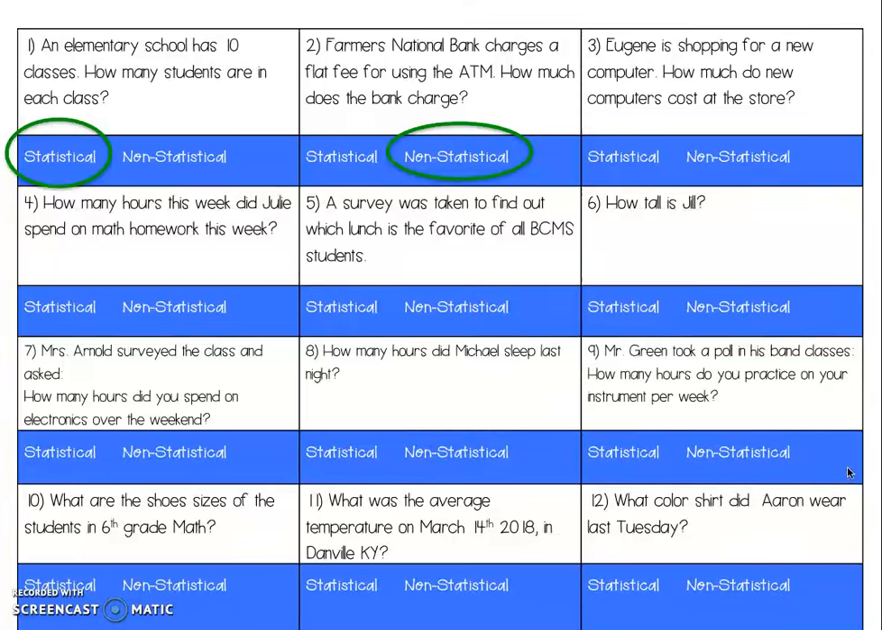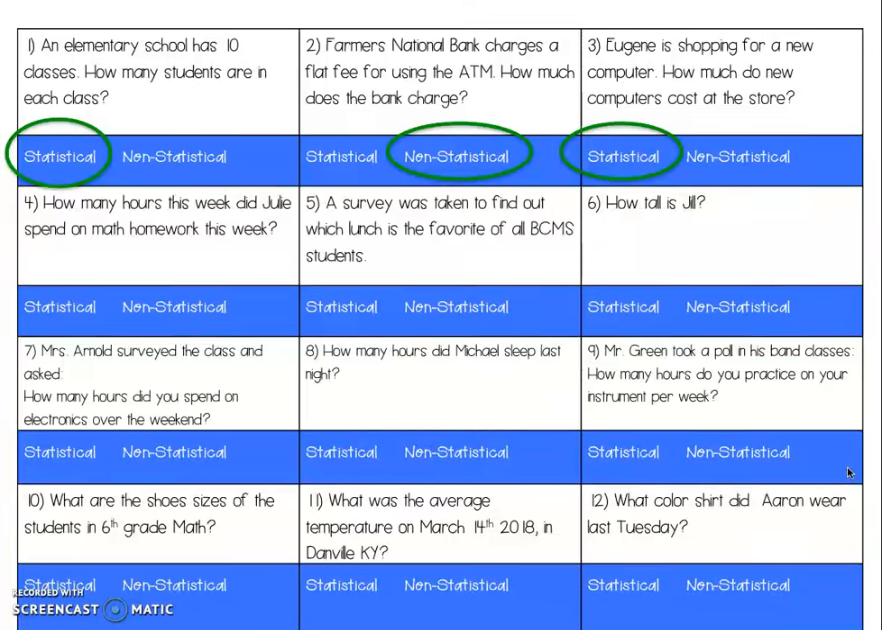Number 3 says Eugene is shopping for a new computer. How much do new computers cost at the store? So let's think about going into the store and looking at computer prices. If I buy a Dell Chromebook, it might cost me $300. But if I go over there and look at the MacBook Pros, they're going to cost like $1,500. The different levels of computers have a bunch of different prices. Therefore, this is a statistical question because asking how much the computers cost, we could get a variety of answers.